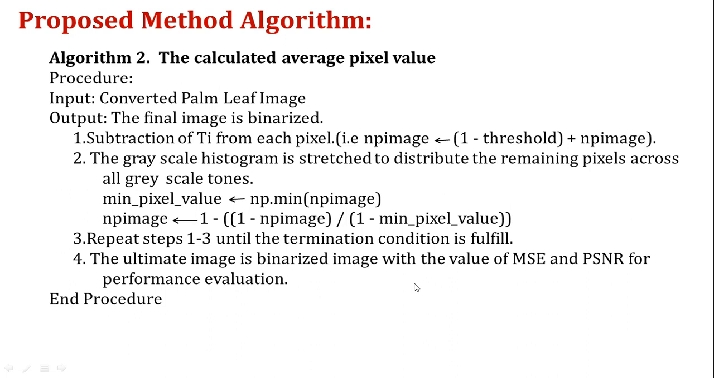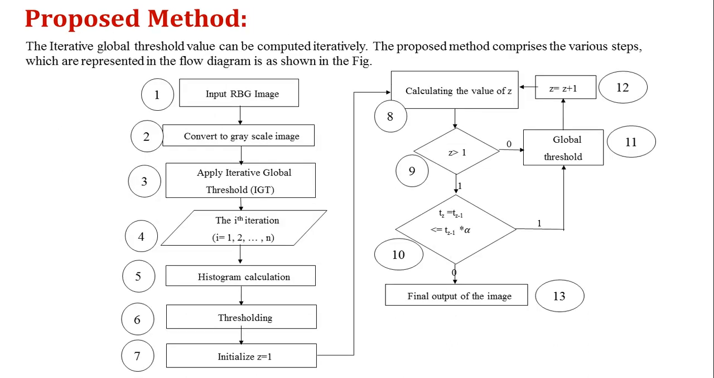For this we have used Python 2.9 Anaconda with the Jupyter Notebook. Now the proposed method flowchart explanation. Here the iterative global threshold value is computed repeatedly. The proposed method comprises various steps which are presented in the flow diagram.